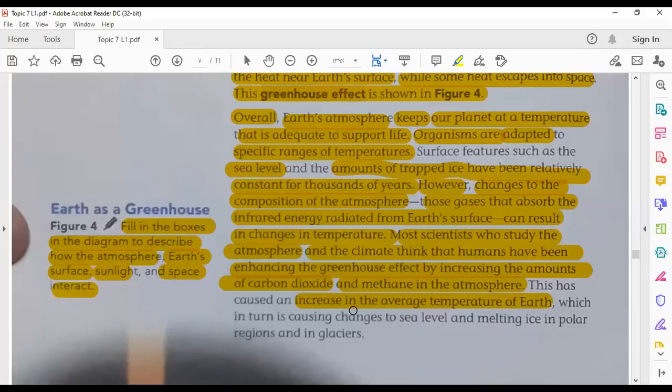So this has caused an increase in the average temperature of air. This is the greenhouse effect, which in turn causes changes to sea level. When the temperature increases, of course, this will cause melting of ice. Huge amounts of ice in the Arctic and Antarctic melt, they will change to liquid water. This liquid water will go to the oceans, and this will increase the sea level. So it is causing changes to sea level and melting ice in polar regions and the glaciers. Okay, get it? Yes.